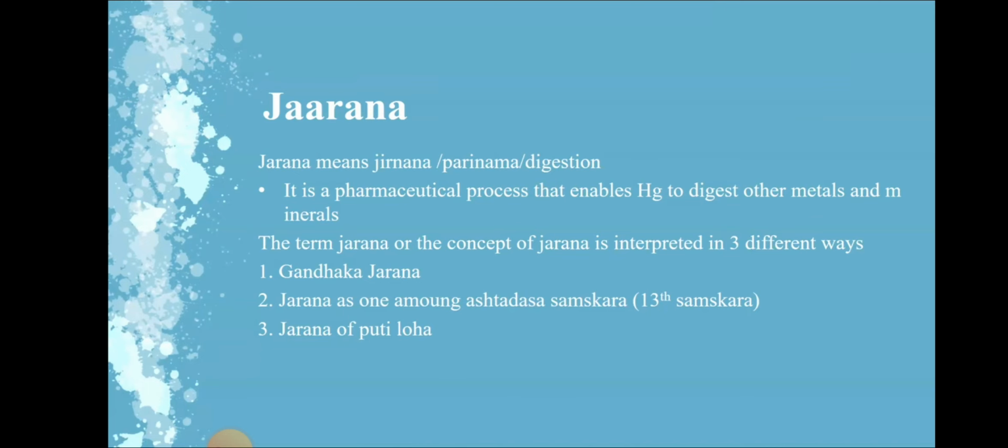The term Jarana or the concept of Jarana is interpreted in 3 different ways. That is, first one is Gandhaka Jarana. Second one is Jarana as one among the Ashtadasha Samskaras of Parada. Third interpretation is the Jarana of Puti Loha, that is Nagavanga Jarana. So, these are the 3 concepts of Jarana which is mentioned in Rasa Shastra: Gandhaka Jarana, Jarana as Ashtadasha Samskara, Jarana of Puti Loha.